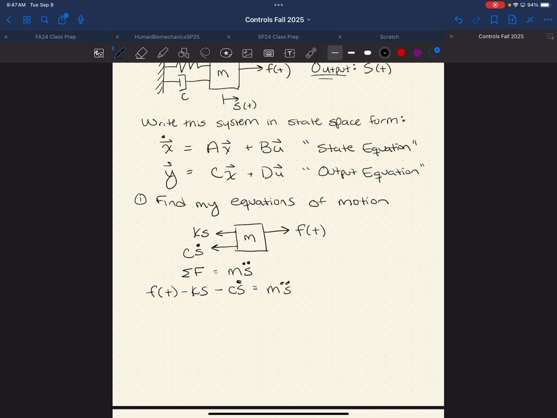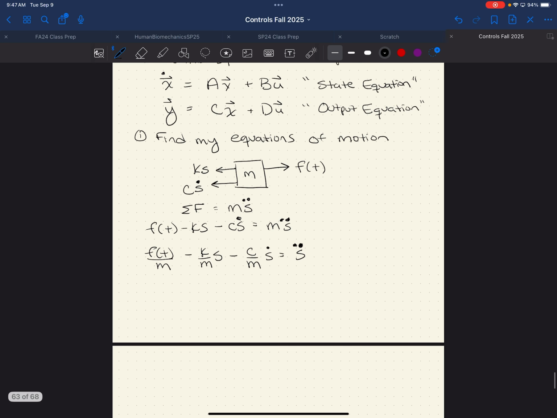Excellent. Okay, for the rest of this problem, we're going to want S double dot to be completely on its own. So I'm going to go ahead and divide by M here. So we should have F of T over M minus K over M S minus C over M S dot equals S double dot. Beautiful. Okay, so that's our equation of motion.